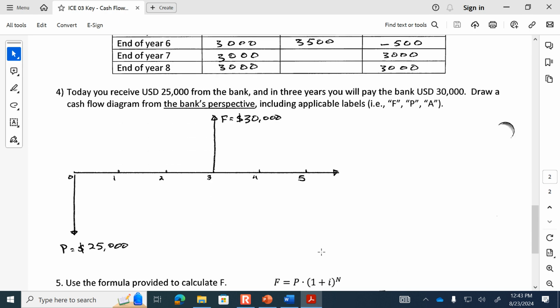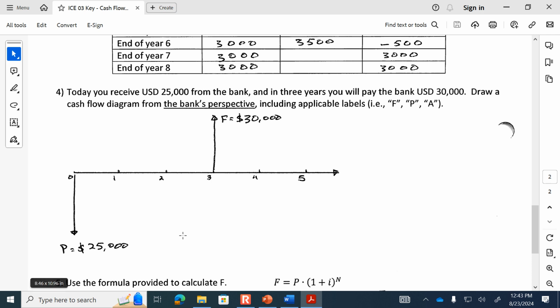Question 4 is a trick question. I was trying to see if you saw that it says from the bank's perspective. This time I underlined it. In an exam, maybe I'd try and sneak it in there without underlining it. Always got to ask yourself, whose perspective are you doing the cash flow diagram from? Because from your perspective, it'll look one way. From the bank's perspective, it'll look the other. And this one was the bank's perspective.